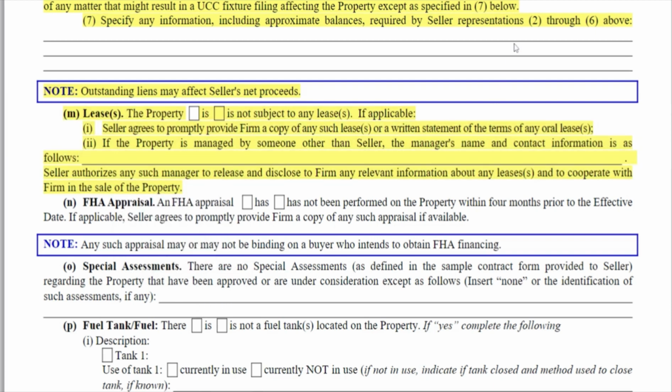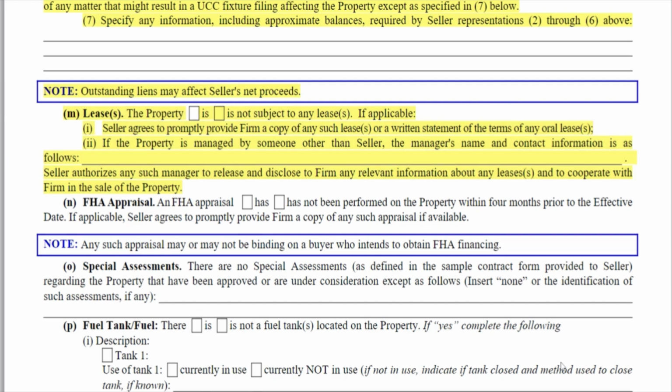Okay, and this is leases. The property is or is not subject to any lease. And if applicable, the seller agrees to promptly provide the firm a copy of such lease. So, any lease agreements that are out there, if this property is being leased and has a renter in it, then we need all of the terms and conditions of this lease. And then number 2, if the property is managed by someone other than the seller, we would need the name and all the contact information of the property management team. If you're renting out this home and you're not managing it yourself, you probably have a property management team. So we just need all of their information.